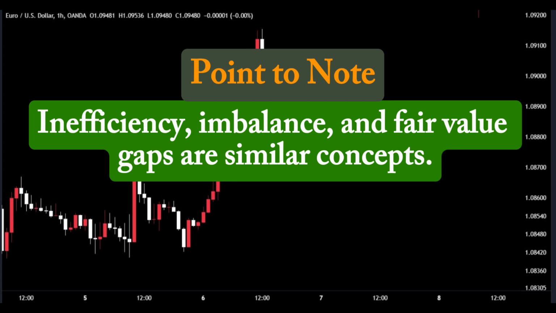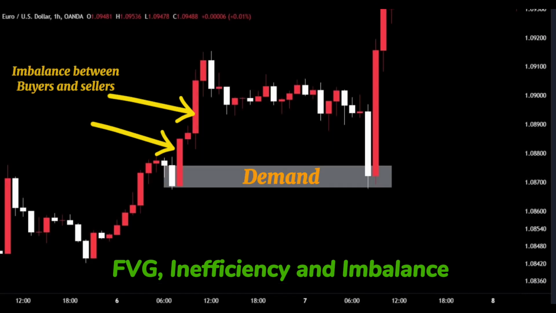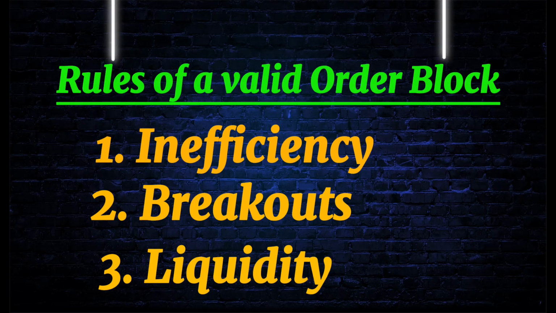When large amounts of money enter the market and create an imbalance between buyers and sellers, the fair value gap pattern forms between the candles, creating a phase of inefficiency. This movement that has entered the market has affected the price, and price often returns back to these areas to accumulate the remaining orders. The second rule of having a valid order block is breaking market structure in a bullish scenario.